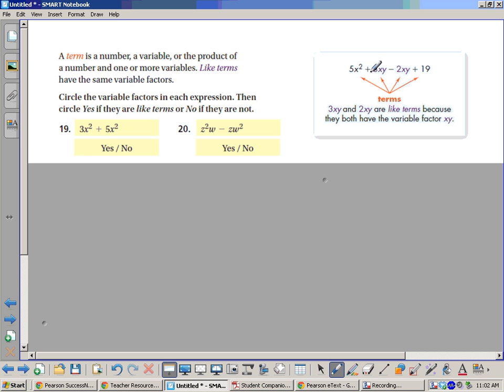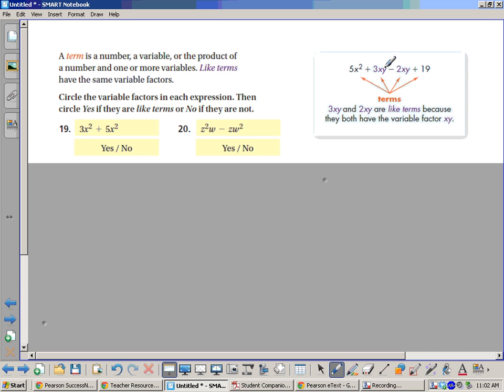Terms are separated by adding or subtraction. So we have 4 terms here. This has 2 variables in it, but it's still one term. This has 2 variables in it, one term. This is a term with no variable. We're going to talk about what that is called in just a moment, but let's talk about what it means to be a like term.